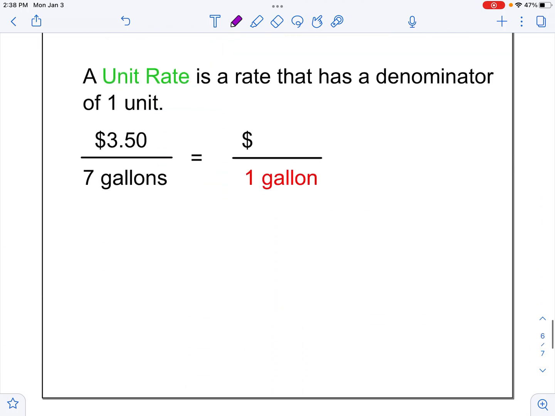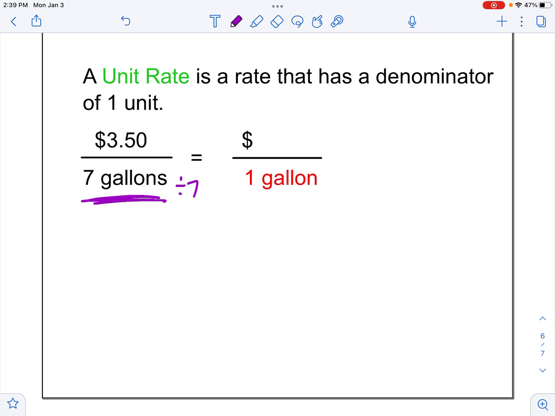A unit rate is a rate that has a denominator of 1 unit. So let's say you go to the grocery store and you see $3.50 for 7 gallons. Well, that's nice, but I really want to know how much it is for each gallon. I don't care about 7 gallons, I want to know each gallon. So what I did was I took this bottom number down to a 1. And to do that, I had to divide it by 7.